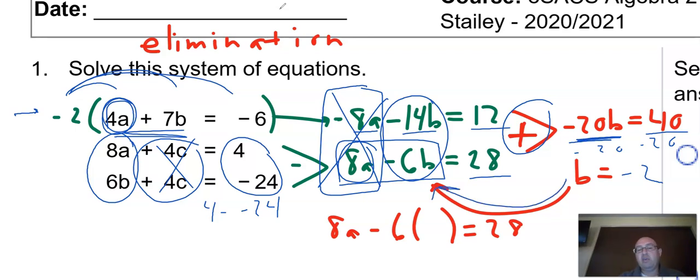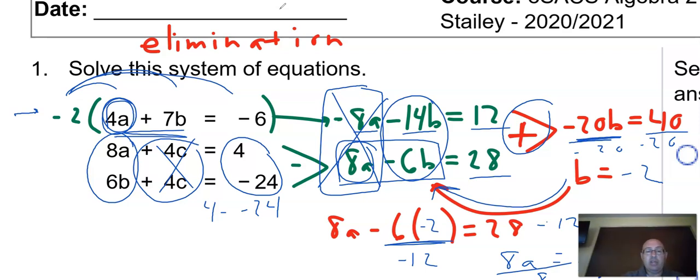You can pick your favorite equation that has an a and a b in it, so I did that. And I always like to deal with as many positives as I possibly can and smaller numbers. Sometimes you don't have a very good choice. So then, of course, negative 6 times negative 2 is positive 12, so I'm going to subtract 12 to the other side, giving me 8a equals 16. So when I divide by 8, I find out that a is positive 2. So we got a is 2 and b is negative 2.